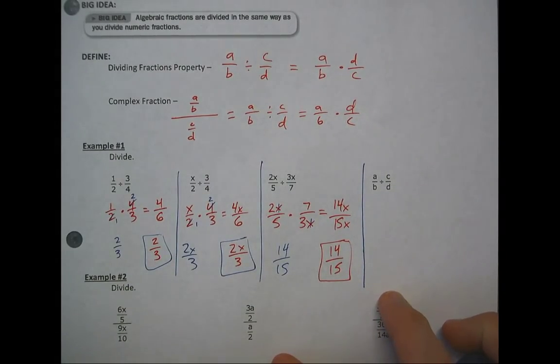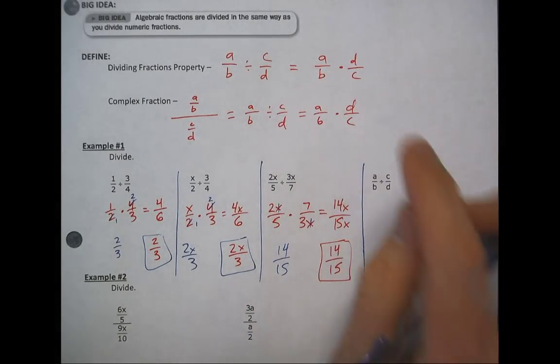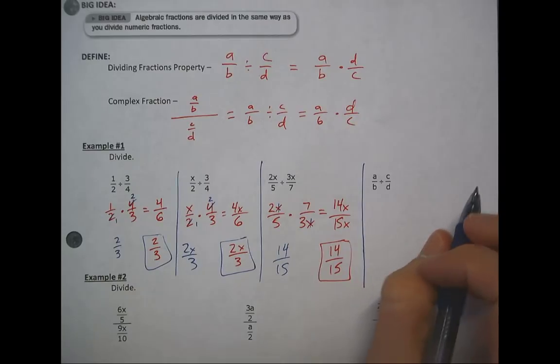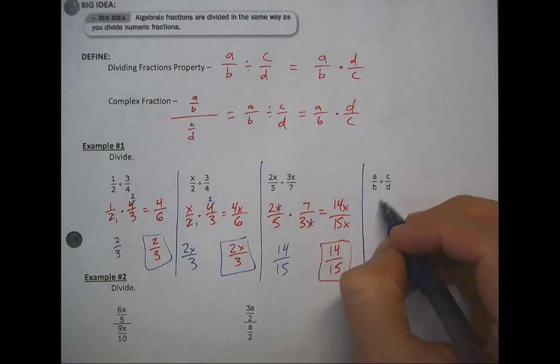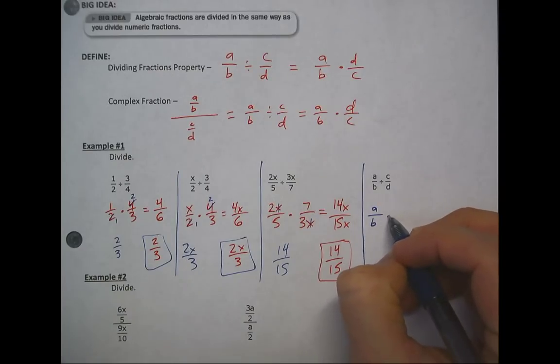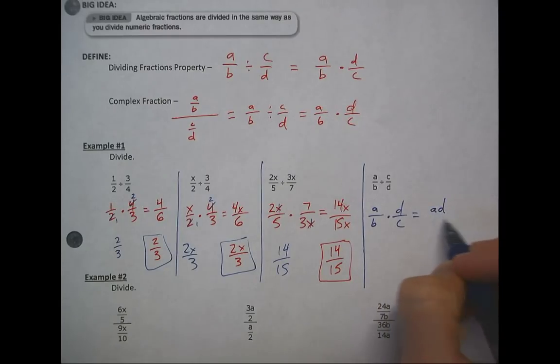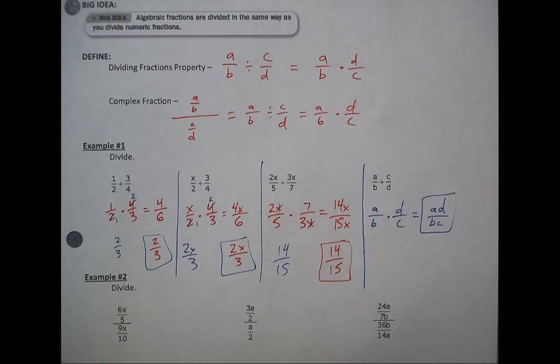Okay, and the last one is, again, just kind of showing you the dividing fractions property, but let's run it all the way through. So instead of A over B divided by C over D, we're going to change it to times D over C. And what do we get? So we're going to get A times D over B times C. So that's what it would finish out as.